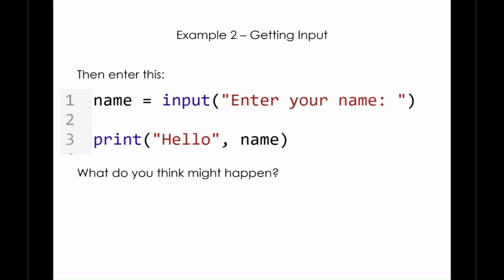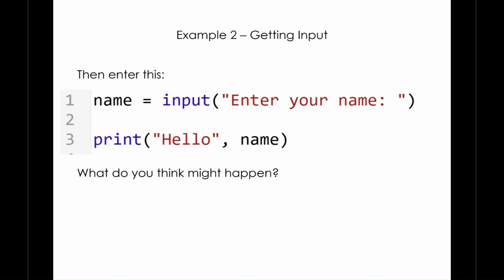Let's have a look at example number 2. If you enter this with Create with Code, line number 1 is name equals input, enter your name. And then print hello, comma, name. Hello is a string. Name is the variable. What do you think is going to happen? Let's predict.